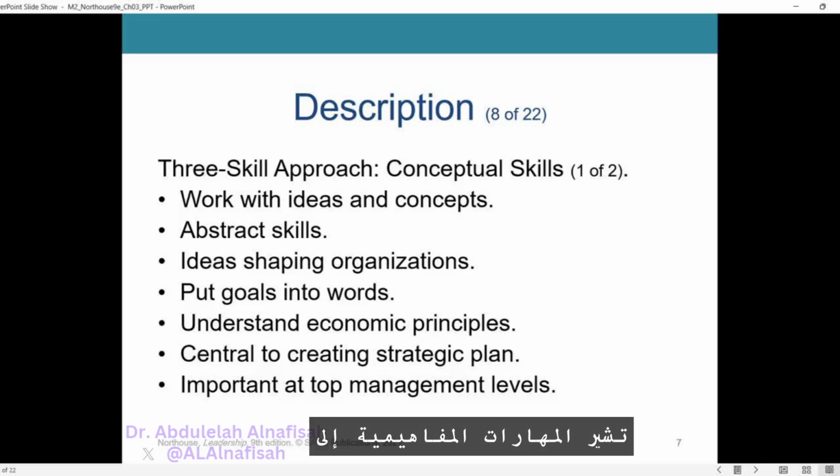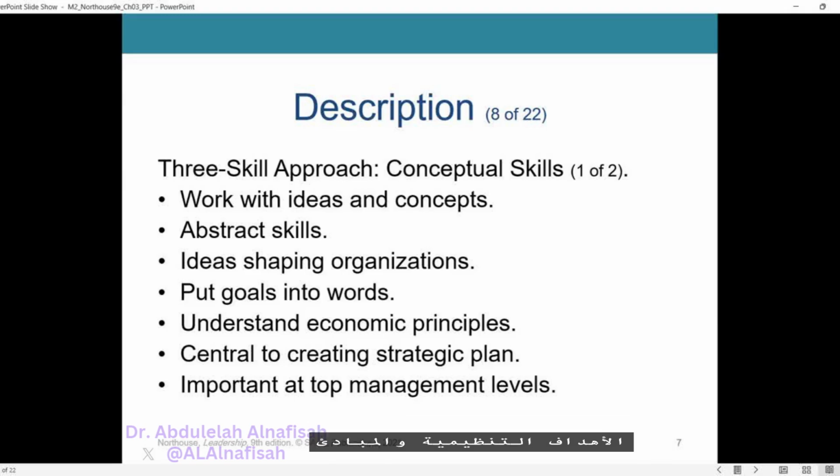Conceptual skills refer to the ability to work with ideas and abstract concepts. Unlike technical skills, which focus on tangible tasks, and human skills, which involve interpersonal interactions, conceptual skills allow leaders to navigate the complexities of organizational goals and economic principles.